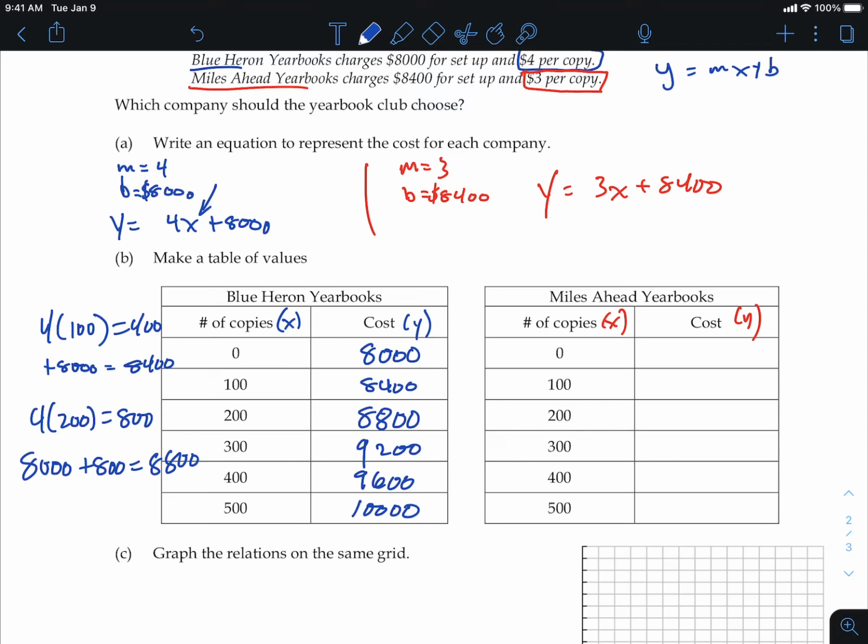If I do the same thing on the other side, what do you think is going to happen, purely based on pattern? I'm going to start at $8,400, and from there I'm going to go in increments of whatever 3 times 100 is: 300. So 8,700, 9,000, 9,300, 9,600, and then 9,900.